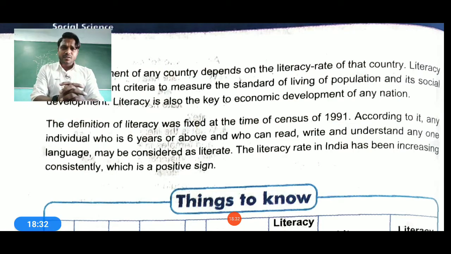The definition of literacy was fixed at the time of census calculation in 1991, according to which any individual of 6 years and above who can read, write, and understand any language can be considered a literate person. The literacy rate of India has been increasing constantly. Right now we are consistently going on to increase the literacy rate. Everybody is going to school, everybody is learning there. So that is how we need to understand.